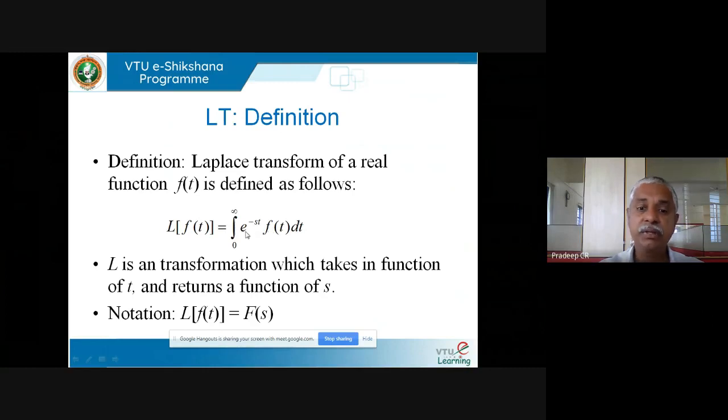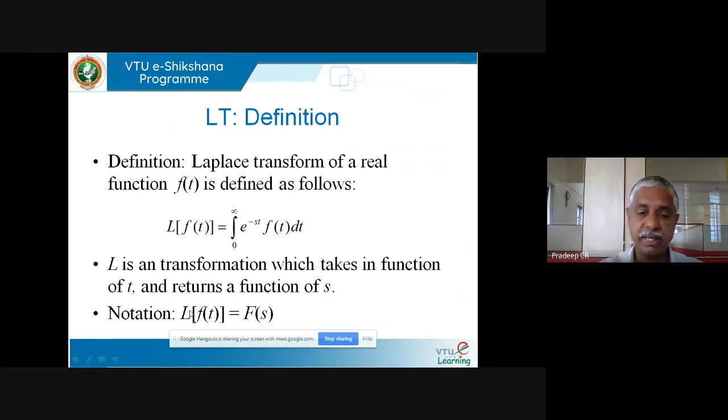How did it come about? You see, I'm integrating e^(-st) f(t). So e^(-st) f(t) is an expression in s and t, and then I integrate with respect to t. So still I am retaining t. That means s and t both are there. But integration limits are between t = 0 and infinity, which means I'll substitute for t infinity first and then 0 and subtract one from the other. So I'll be left with finally only a function of s. This is what I want to emphasize. So L is a transformation which takes in a function of t and returns a function of s.